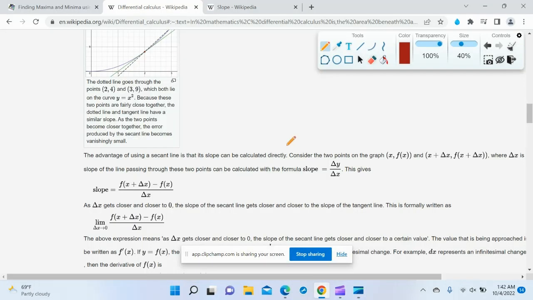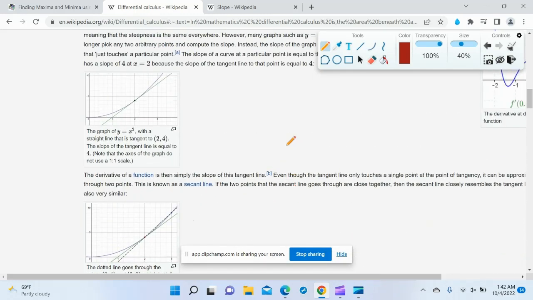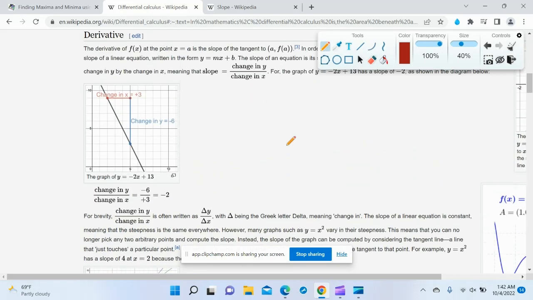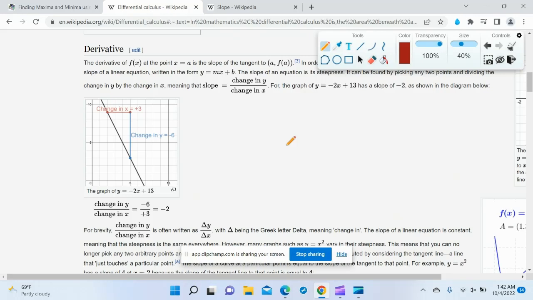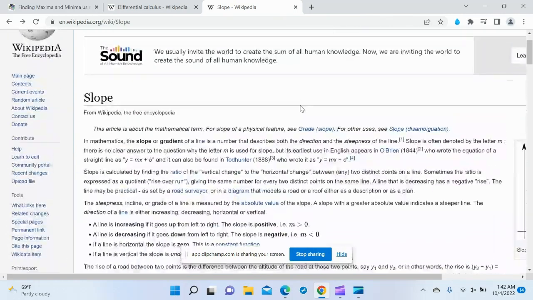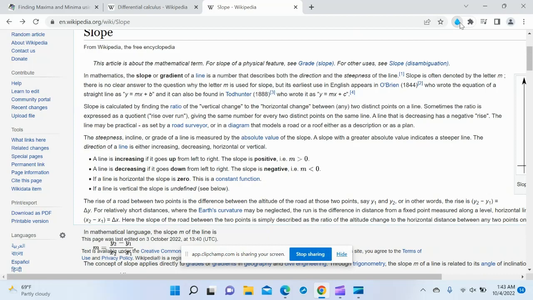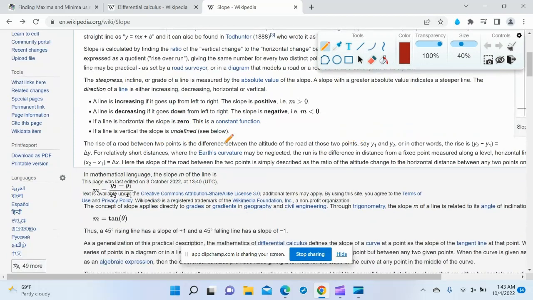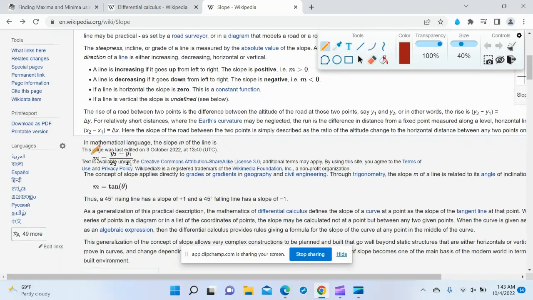Hello, friends. So, today we are going to learn about differentiation, what differentiation is and how it works. We'll understand it at a high level. Before understanding differentiation, I'm assuming that all of us know what slope is. If we don't, I will give a very high-level understanding of slope.